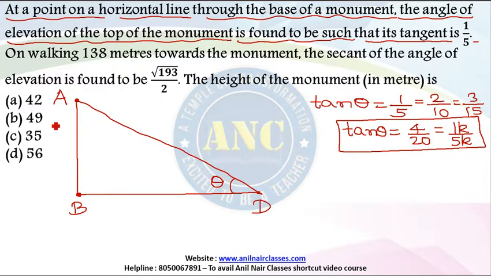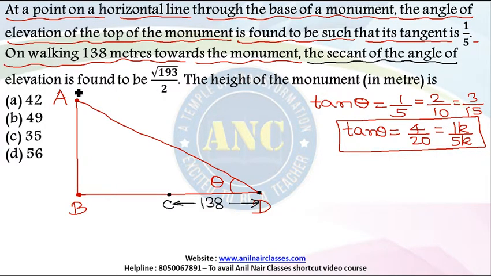Next, continue further, sir. On walking 138 meters towards the monument, that means I am walking from this point, I am walking 138 meters towards the monument. I will meet a point called C. This is nothing but given in the question as 138 meters. The secant of the angle of elevation is found to be root 193 by 2.